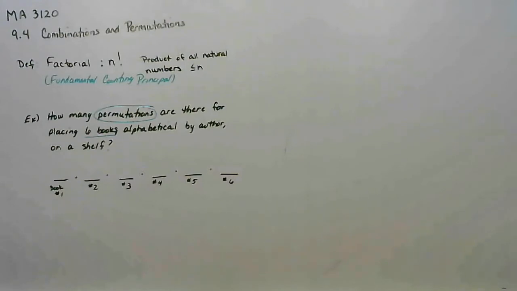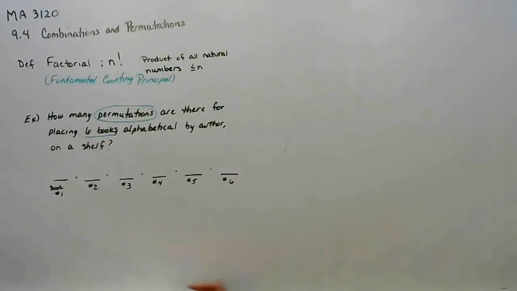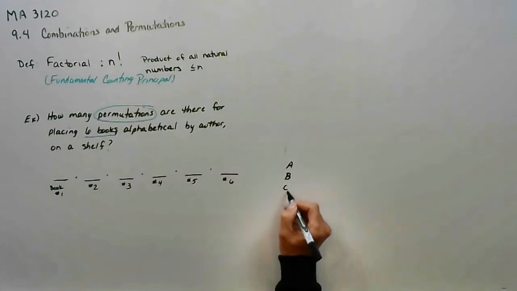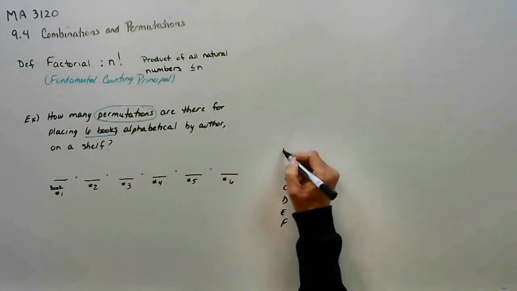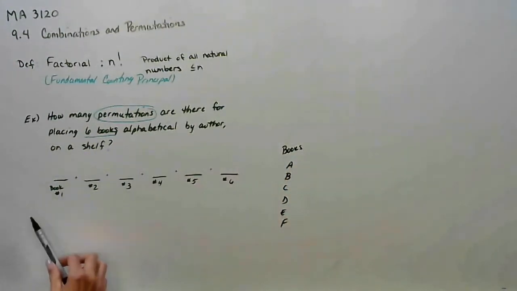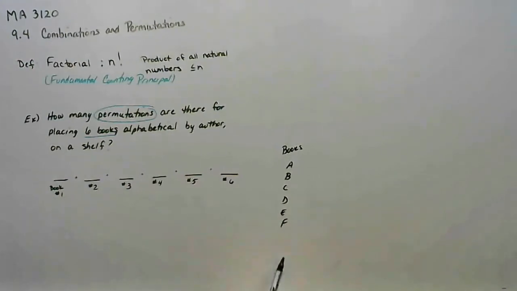So let's think about that now. All right, so you're going to start. Well, if you have 6 books, how many ways could you have the first book on the shelf? Think of it this way. I have book A, B, C, D, E, and F. I have 6 books. Here are my books. All right, so how many of them do you have to choose from to go first? Well, we have all 6 of them.